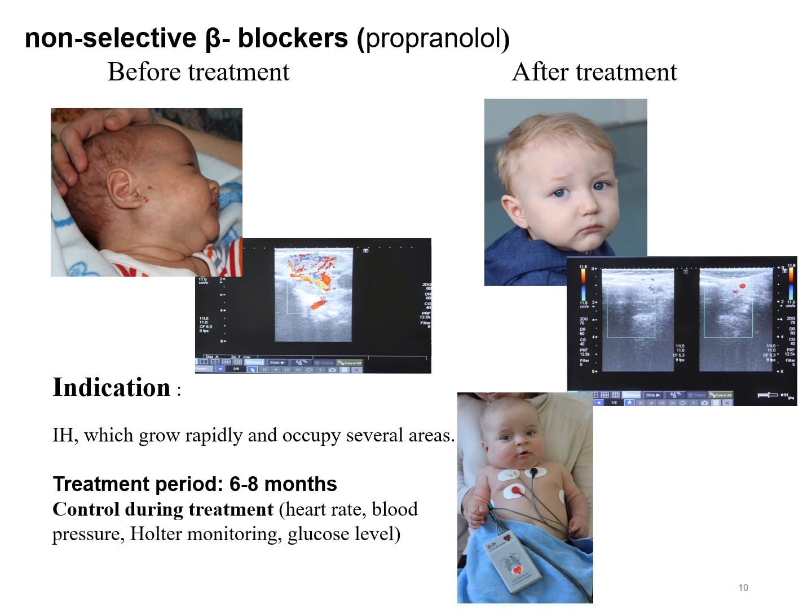What is the indication for this treatment? It's infantile hemangioma which grows rapidly and occupies several areas. The treatment period with propranolol is from 6 to 8 months. And we always use control during treatment: control of the heart rate and blood pressure. Mostly we use Holter monitoring and glucose level.